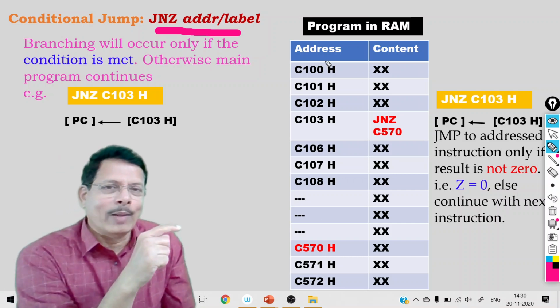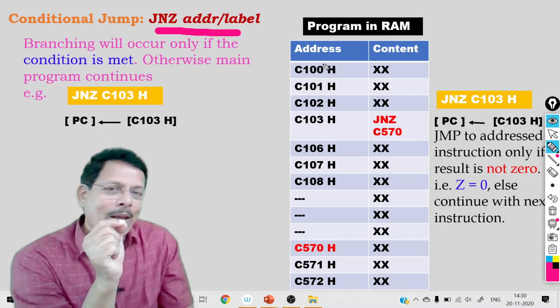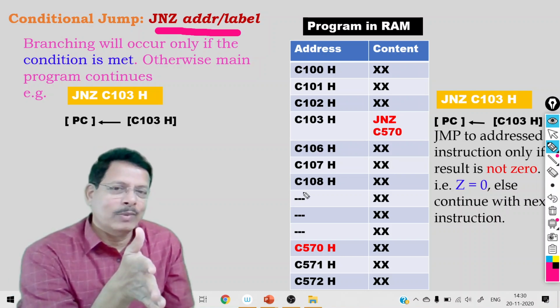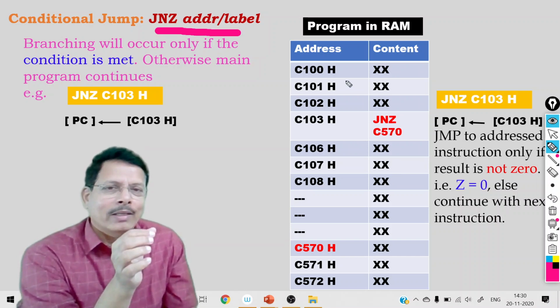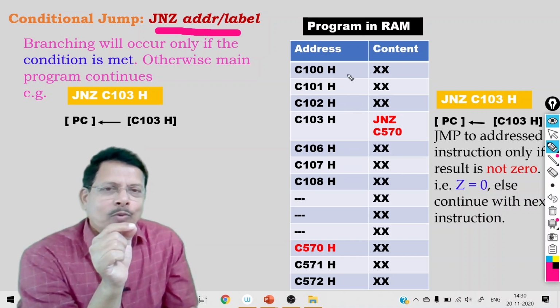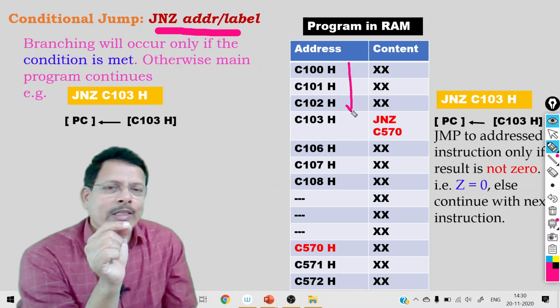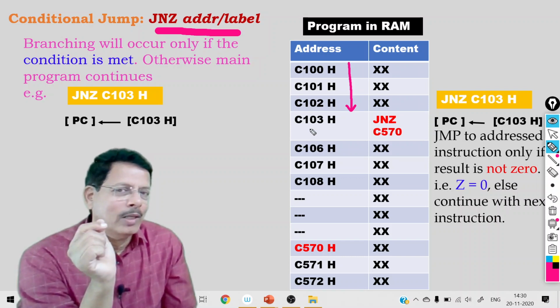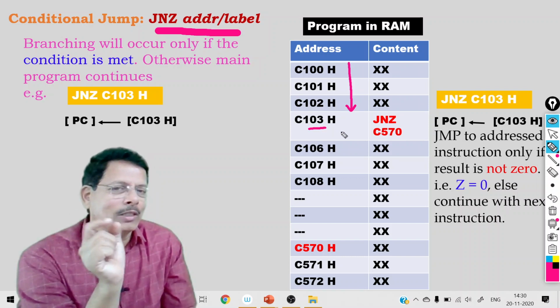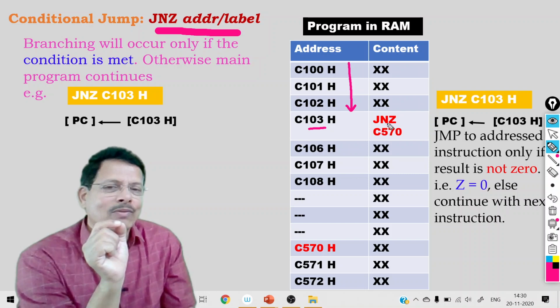So look at this program. I have shown the program in the RAM. These are the addresses of the instructions, and these are several instructions, right? See that so far up to this there is no problem. It will execute in this order from 00 to say C102, no problem. But at this particular location, the instruction is jump if not 0.